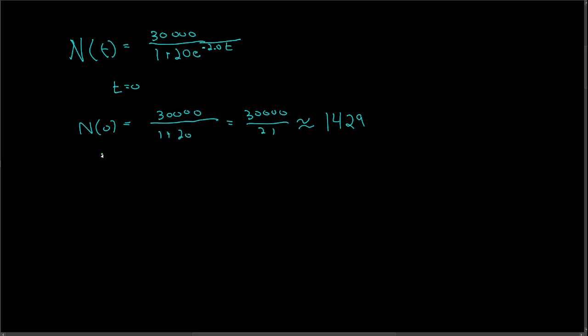Now, the second part of the question says, at 3 weeks, t equals 3, what are the number of cases? So if we substitute in, 3 times 2 is negative 6. And so we get 30,000 divided by 1 plus 20 e to the negative 6.